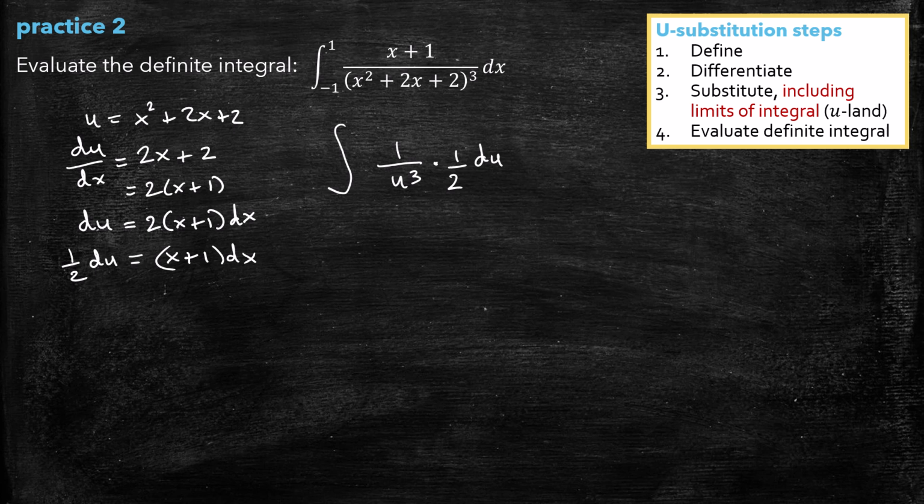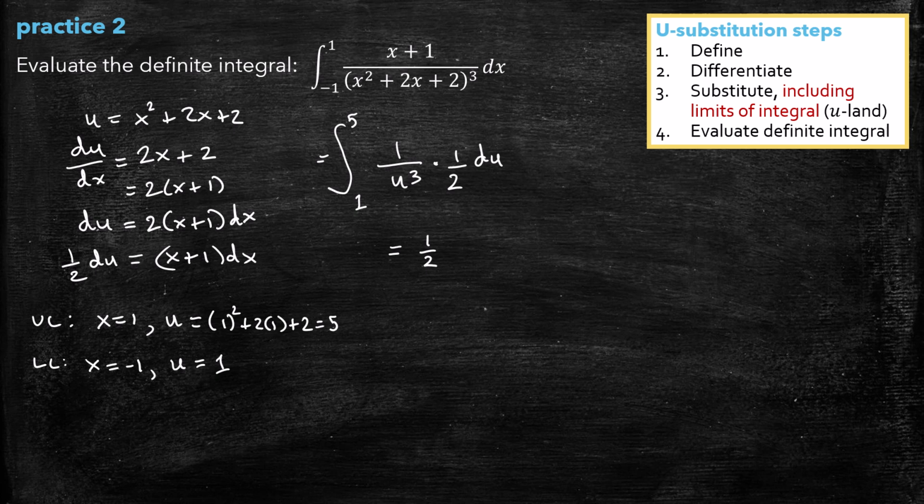And then I just have to work on the upper limit and the lower limit. So the upper limit is x equals 1. When I plug that in, u equals 1 squared plus 2 times 1 plus 2, which equals 5. So that's my upper limit. And with x equals -1, I'll let you figure that out, and u will come out to be 1. So I have converted this to u-land, and I'm going to factor out that half.